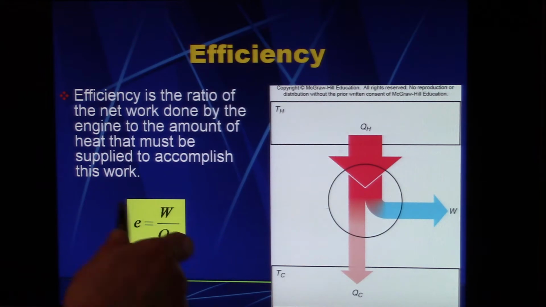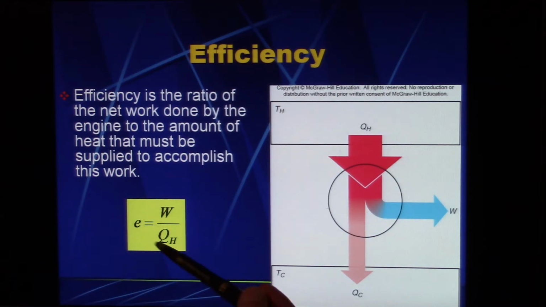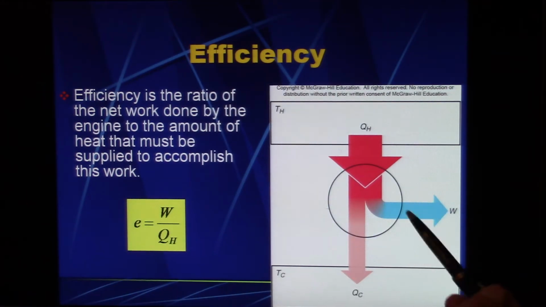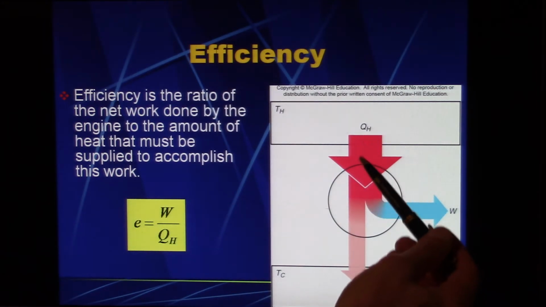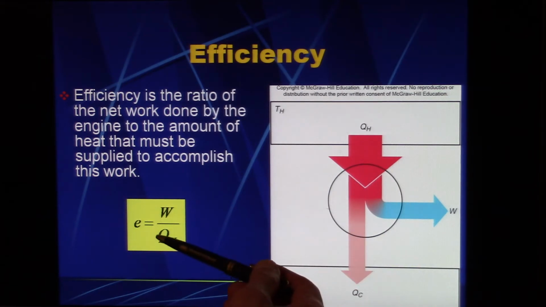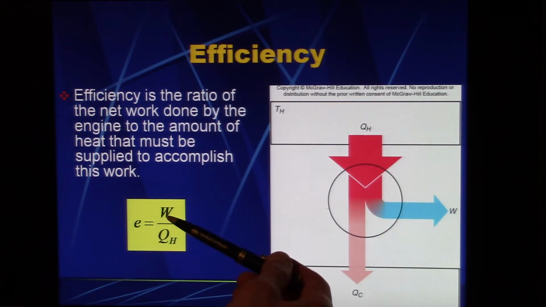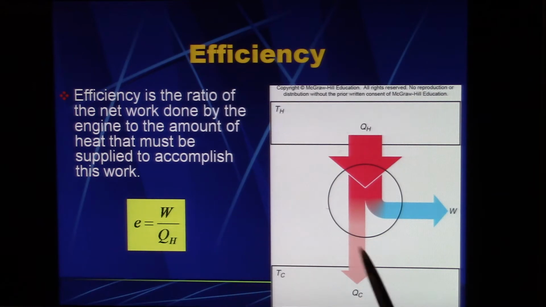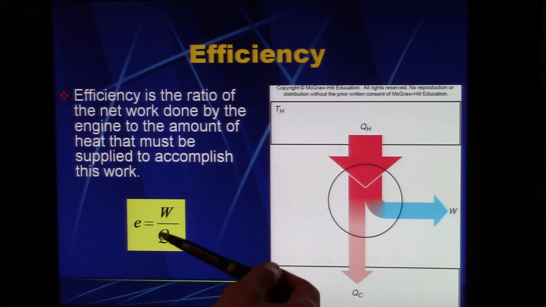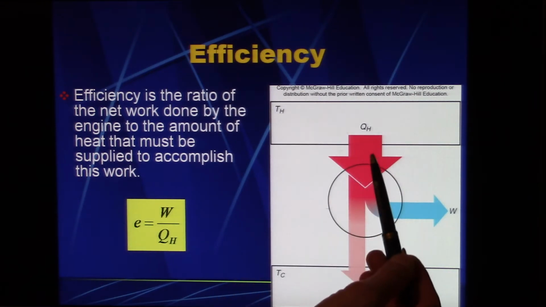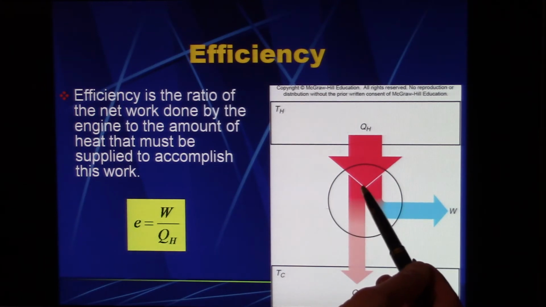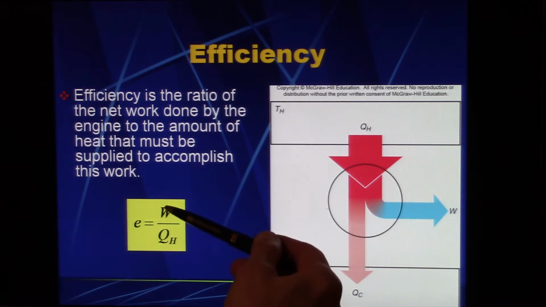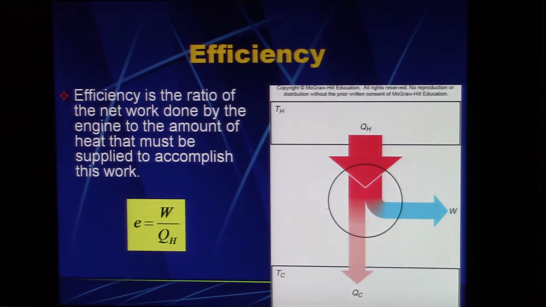So efficiency, this is a pretty simple equation. You have your work. Work is what you want, and you divide it by the total amount of heat that you put into the system, okay? So the more efficient an engine, you want the input as small as possible and the work as big as possible. You divide work by the total amount that you put in, and that's your efficiency.